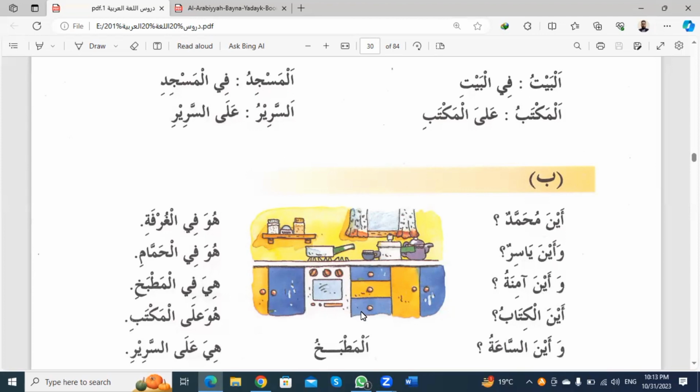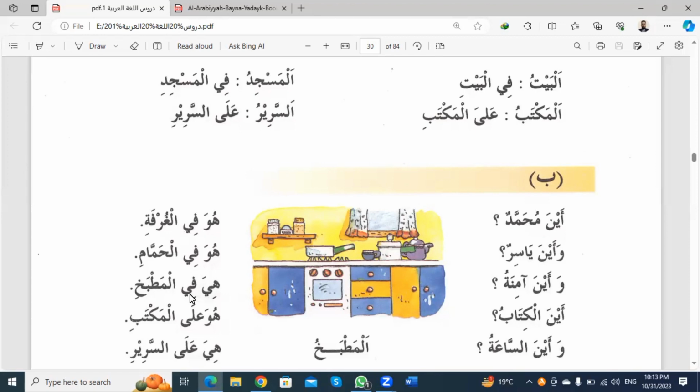So she is here, in the kitchen. Kitchen means madbakh in Arabic, al madbakh, right. So how can we say it? You can try it. Here, fil matbakh. Right. Very good. It's excellent.